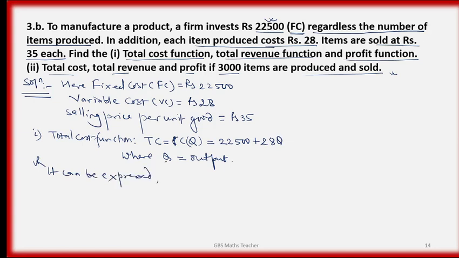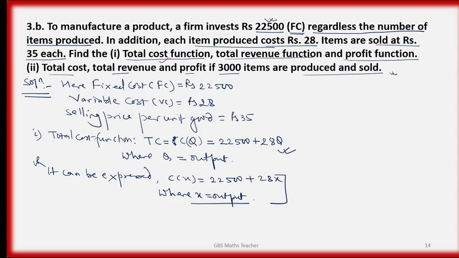It can be expressed as C(x) equal to 22,500 plus 28x, where x equals output. You have to mention this. It can be expressed in this way. I have supposed this.